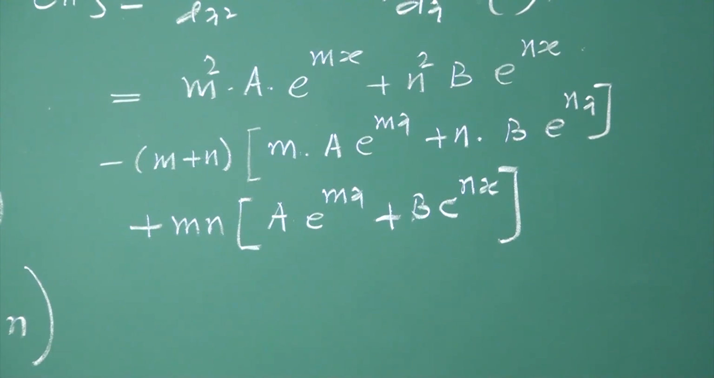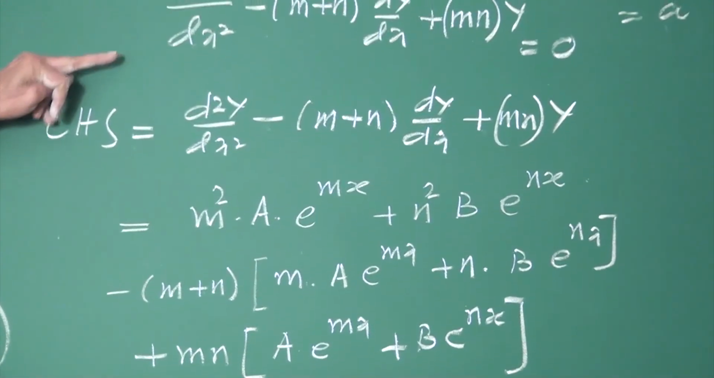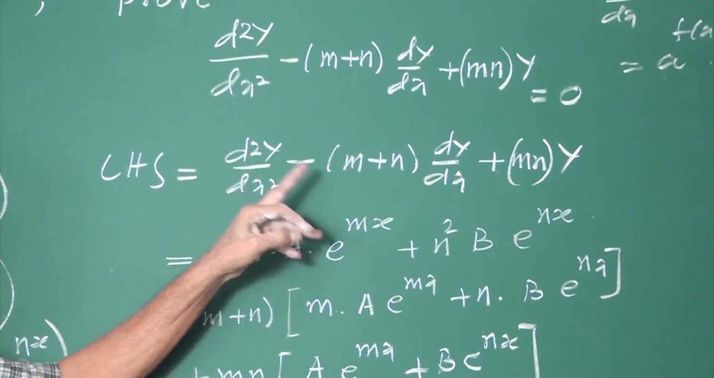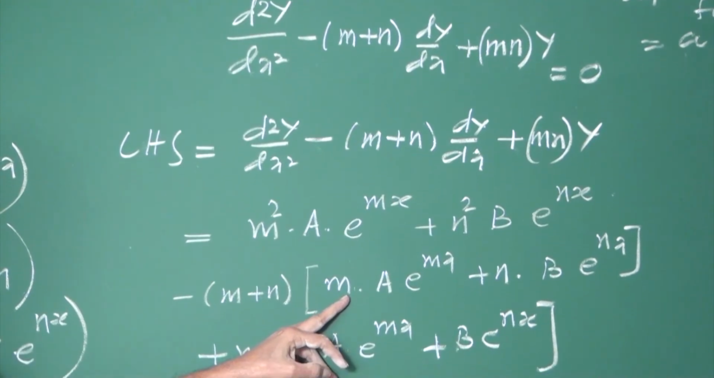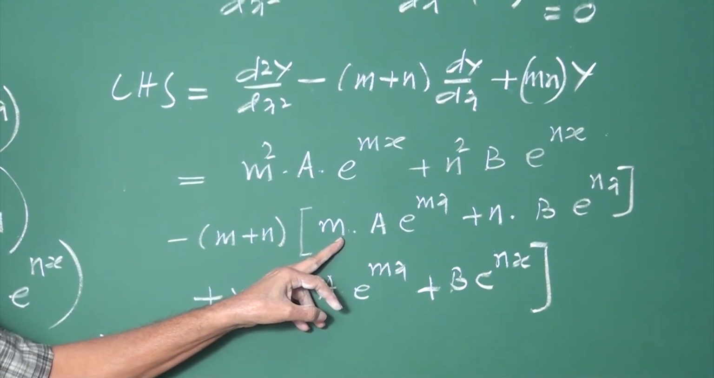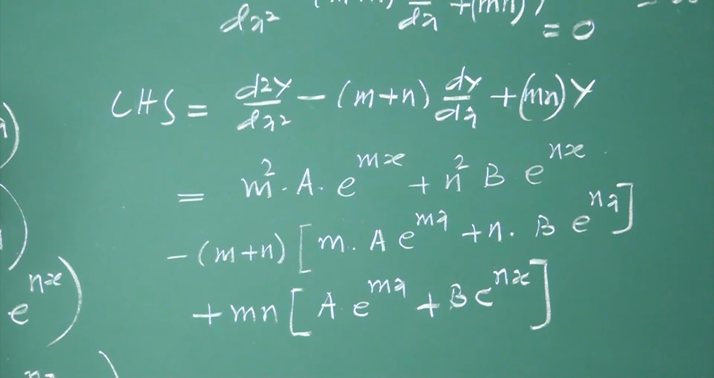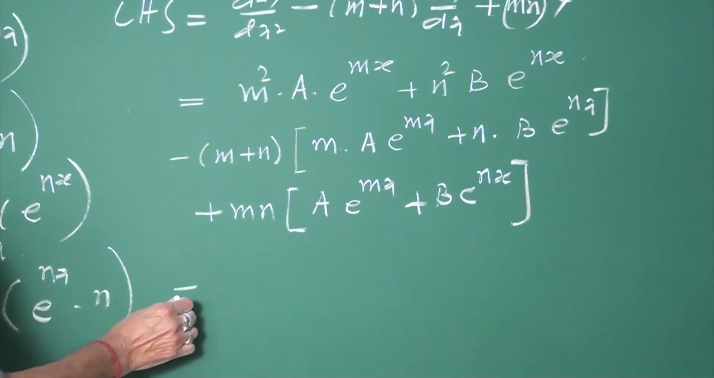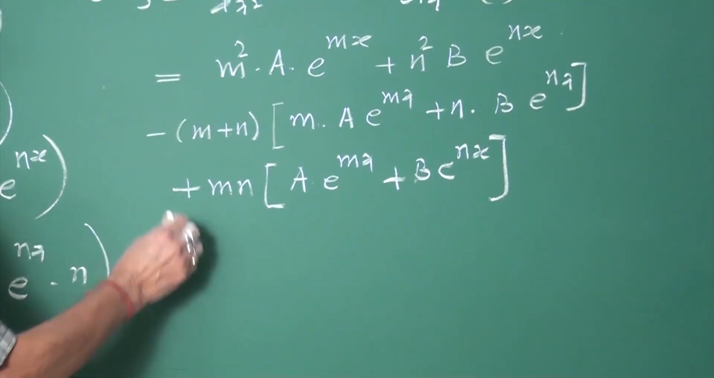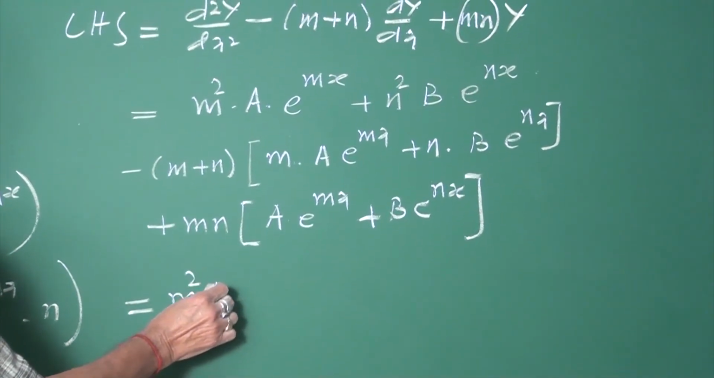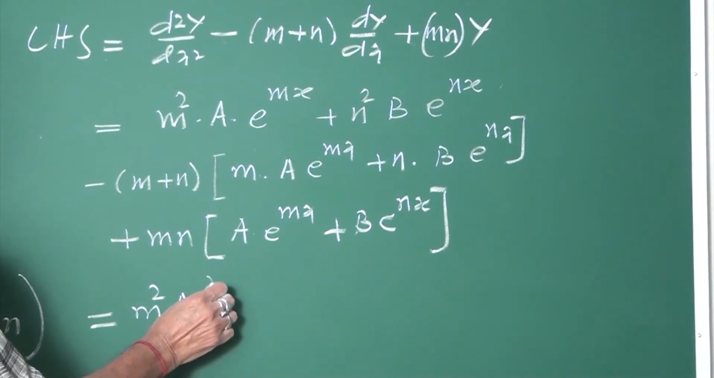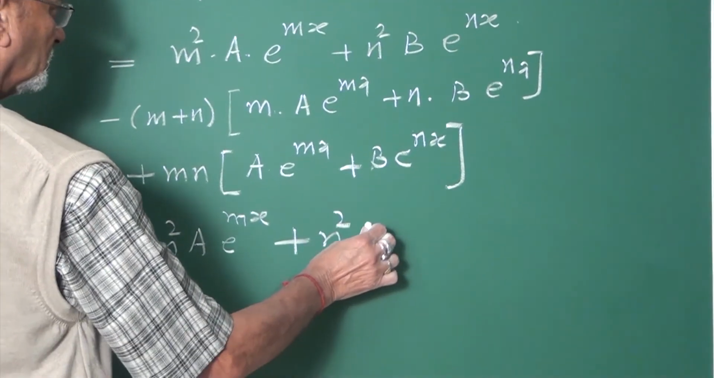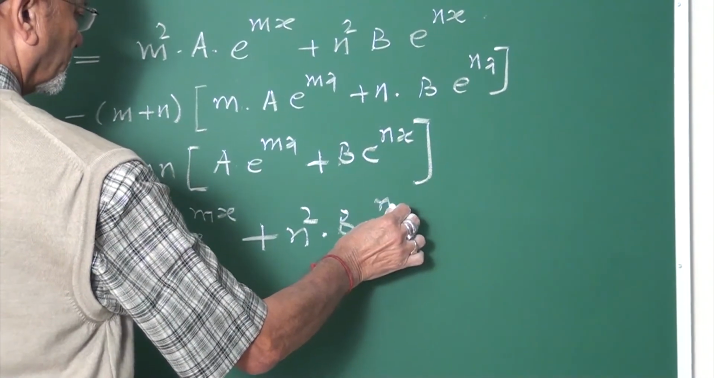What is this, my friends? Taken LHS, written. In LHS, we know the values. Second derivative, first derivative. Values are substituted. Then what is left? Simplified. Right, friend. First, this is m square a into e to the power mx plus n square b into e to the power nx.